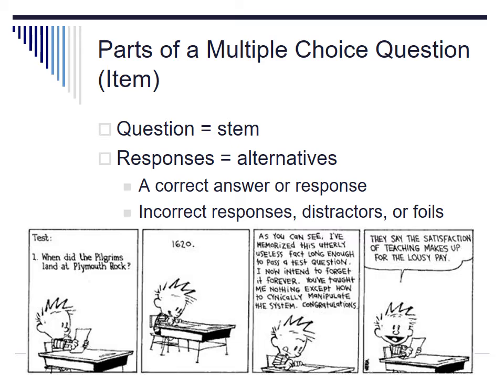So when we're talking about a multiple choice question, we want to think about the question, that's the stem, the actual question, and then the responses. We need to think of both the correct response and any incorrect responses, distractors or foils. And again, we have to ask, what is the purpose of the question? If the question is fairly straightforward and we just need to know, does the person know the answer, we generally want just incorrect responses.